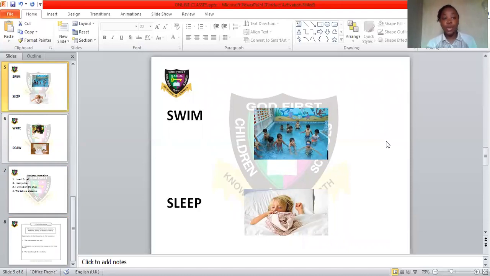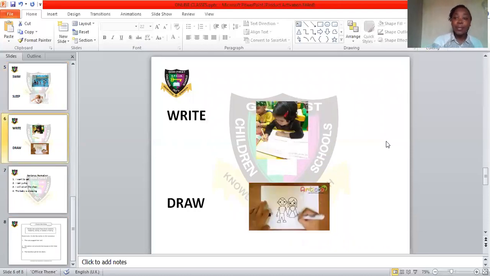Another example is swim. Then we have to sleep. When we sleep, we are carrying out an action. So the action we are carrying out is we are sleeping. The verb in our action is sleep. Another example of verb is write. Another example of verb is draw.